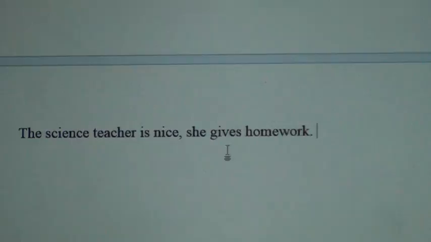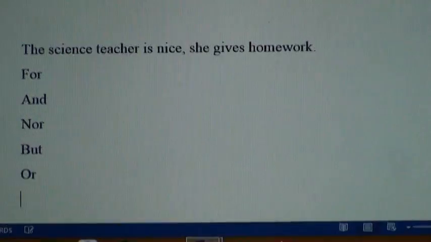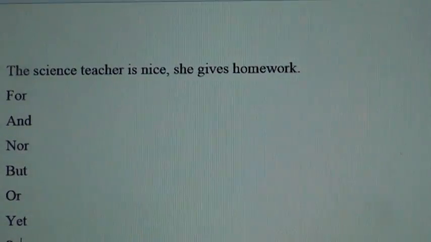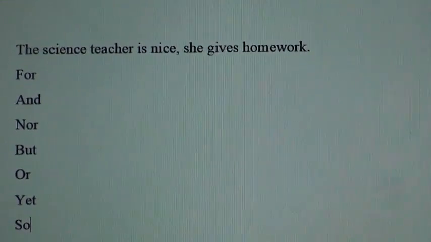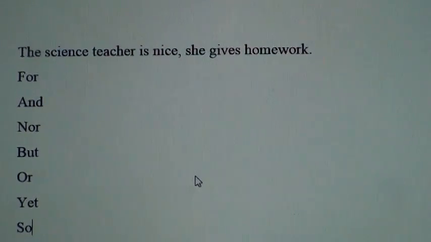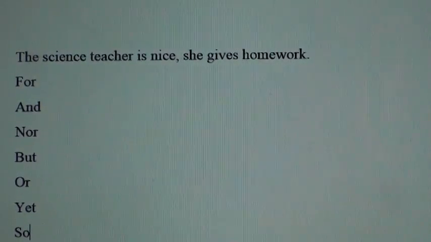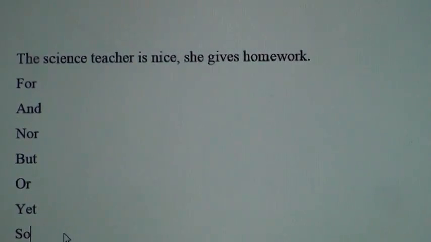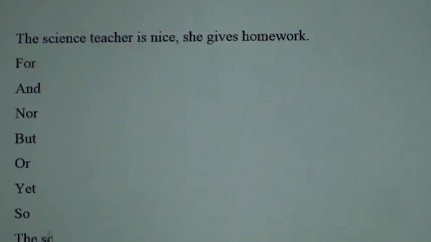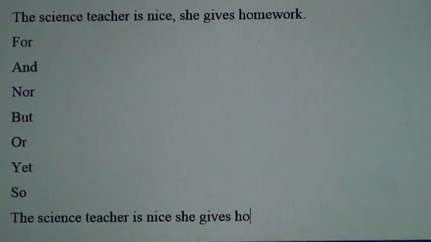A coordinating conjunction is simply one of the following 7 conjunctions: for, and, nor, but, or, yet, so. You can use the acronym FANBOYS to help you remember the 7 coordinating conjunctions. Now we can figure out how to fix our run-on sentence. Let's take the sentence from before. The science teacher is nice. She gives homework.